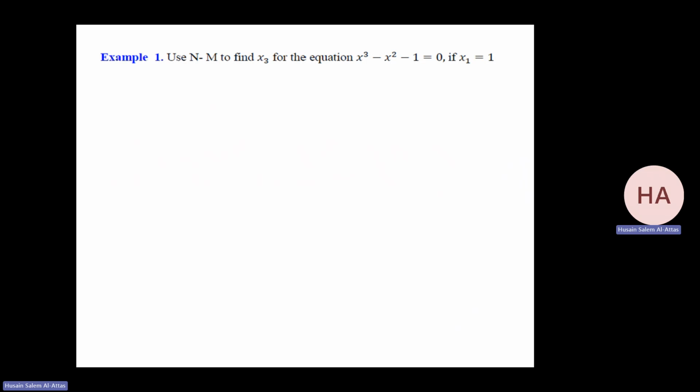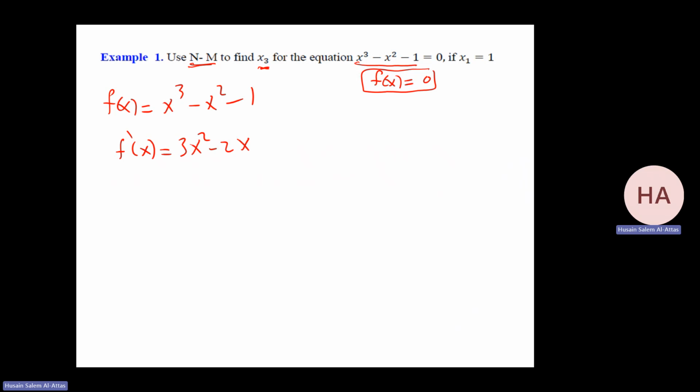Let us do this question where I can do the calculation without a calculator, because in the exam, for sure, calculators are not allowed. So we need to consider this. Use Newton's method to find x3 for this function. This is my f, and I want to get the zero of it. So I'll find f prime. Let me write f of x is x cubed minus x squared minus 1. F prime of x is 3x squared minus 2x.